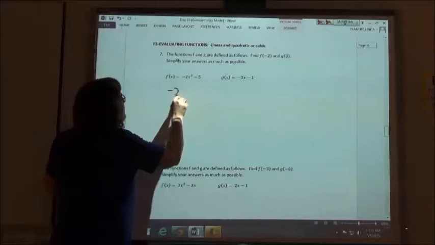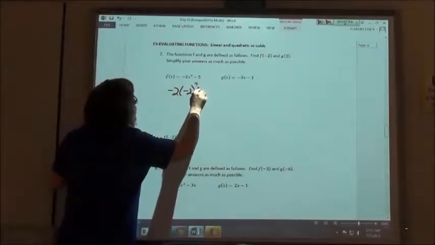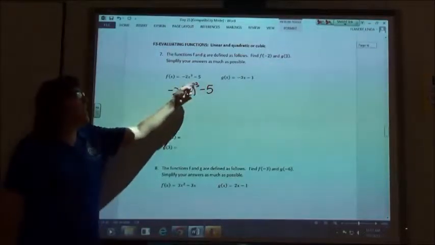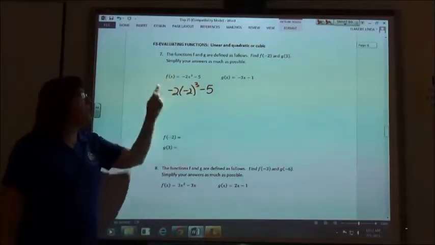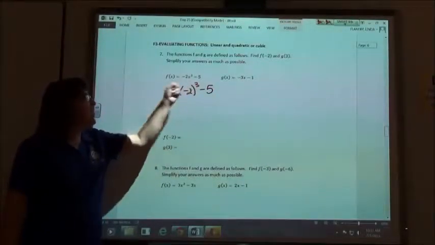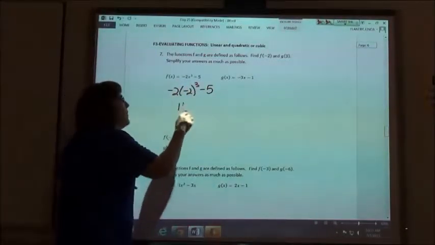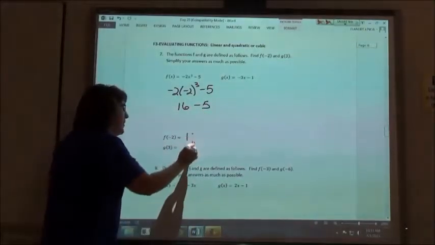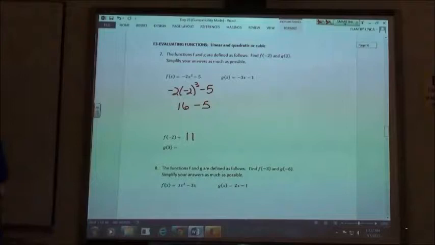So I'm going to take negative 2 times negative 2 cubed minus 5. If I follow my order of operations, I have to do the cubing before I do the multiplying. So negative 2 cubed is negative 8. Negative 8 times negative 2, positive 16. 16 minus 5 then gives me a value of 11 for f of negative 2.